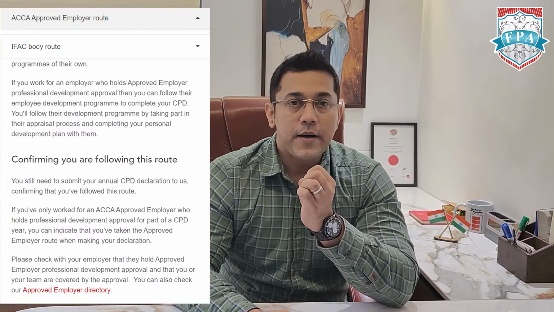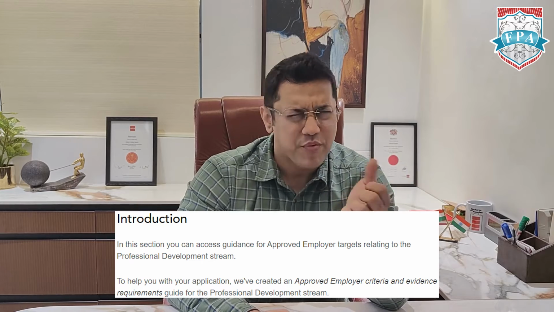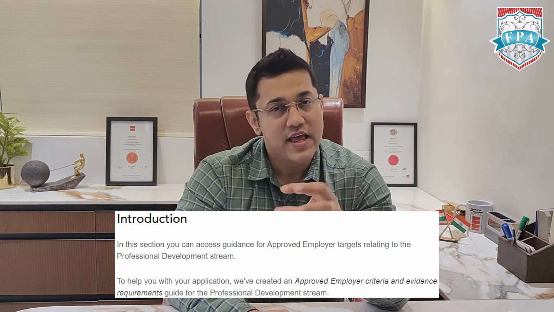Then there are other routes, one of them being if you're working for an approved employer, right? Now you would know that ACCA has over 7,000 approved employers, including a lot of them in India. If you're working for them and the approved employer has an approved employer's development plan or professional development plan, I think it's called, right? You should be able to check on the ACCA's website who are these approved employers and see if your employer is one of them. Typically, big fours, or top MNCs are usually there, right?